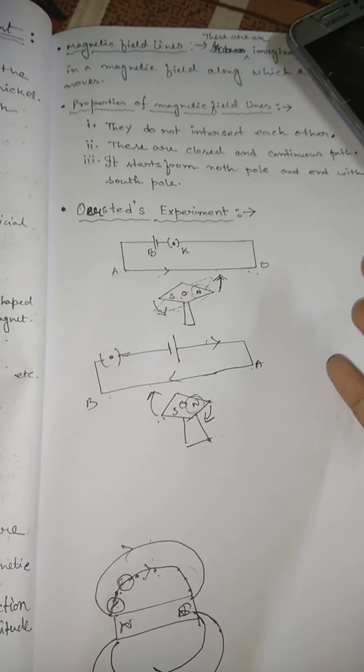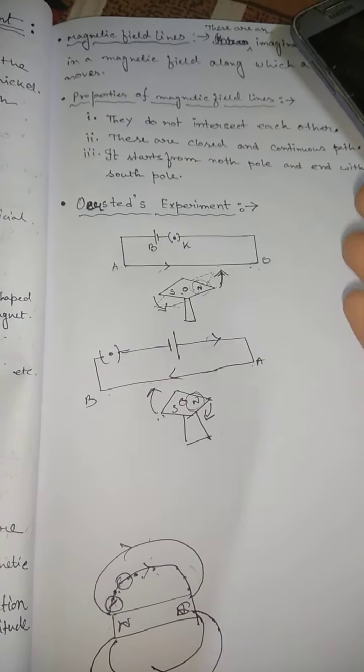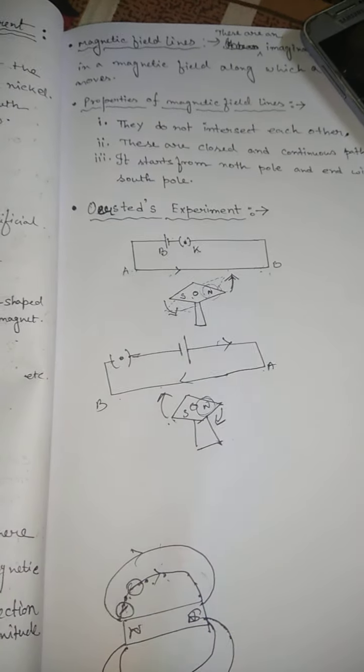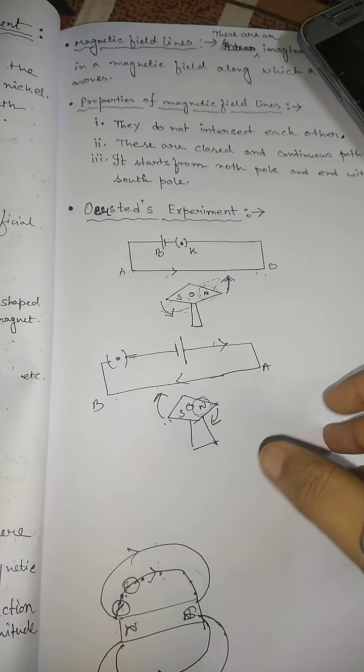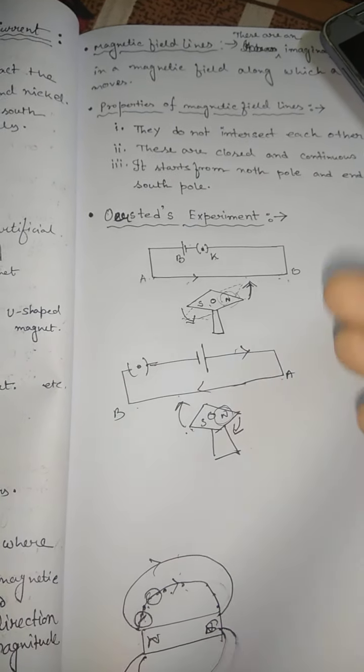And there are many laws. Using those laws, we can find out in which direction the north pole is deflected and how it will be deflected. We will also explain that in the next topics. Understand? Thank you.